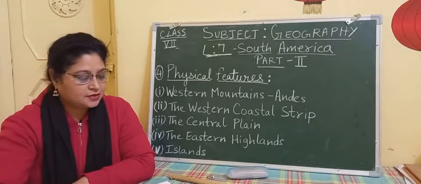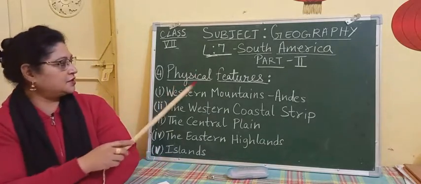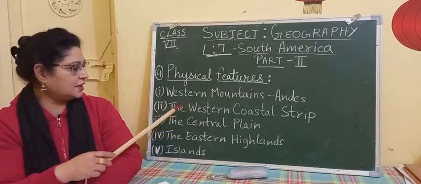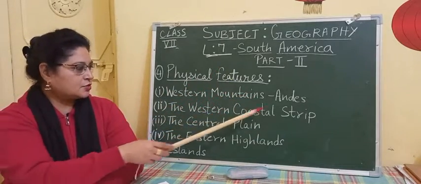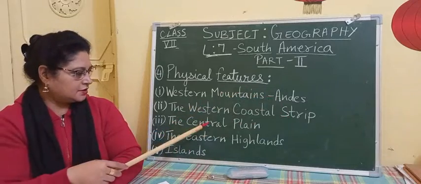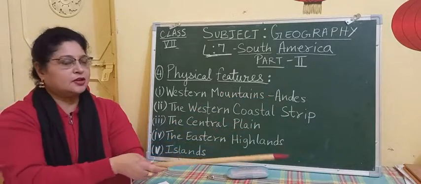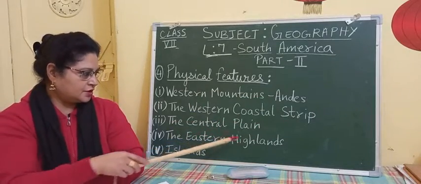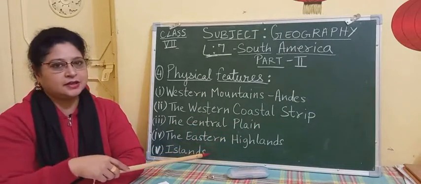So children, we have done the three physical features of South America, that is the Western Mountains known as Andes, the Western Coastal Strip, and the third, the Central Plain. Now in part 3 we are going to study about the Eastern Highlands and the islands.